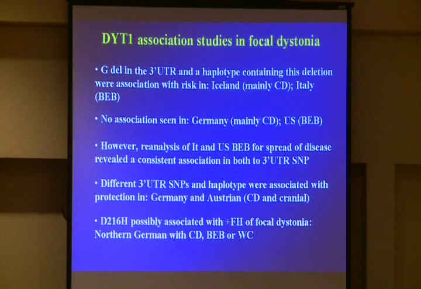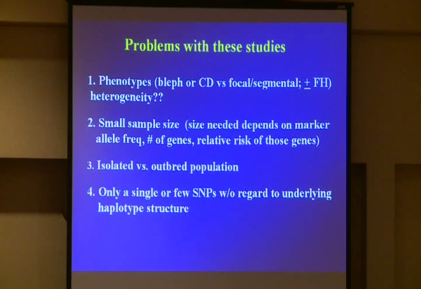So what are some of the problems with these studies? Some of the problems have been touched on already, the phenotypes. We don't know if there's going to be a certain set of genes that's specific to blepharospasm and another set of genes that's specific to cervical dystonia and what have you. Because we don't have enough of any one type, we're mixing potentially different kinds of dystonias, and is that a problem? We're also mixing focal versus segmental.